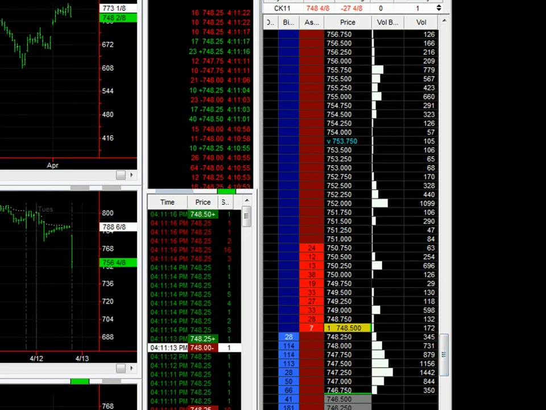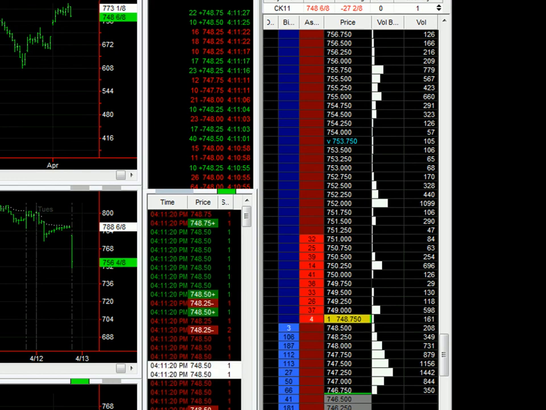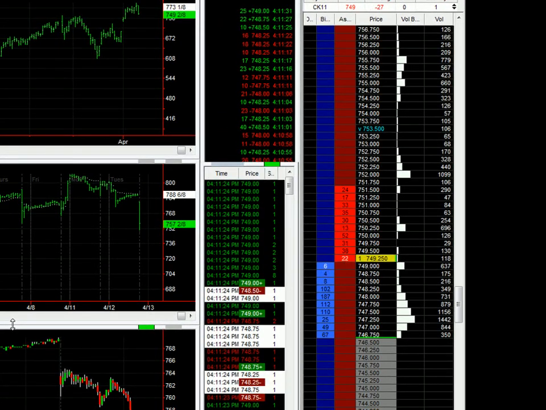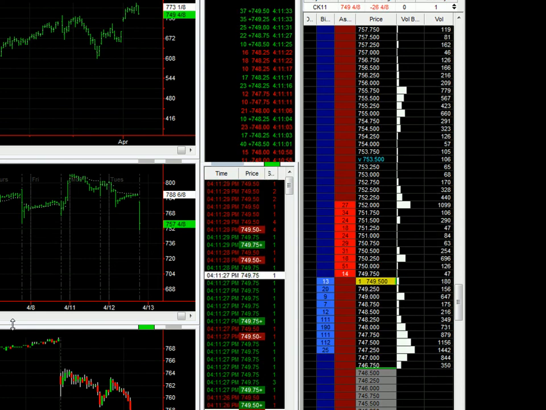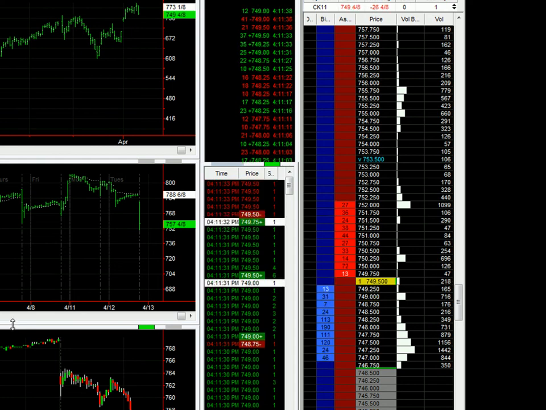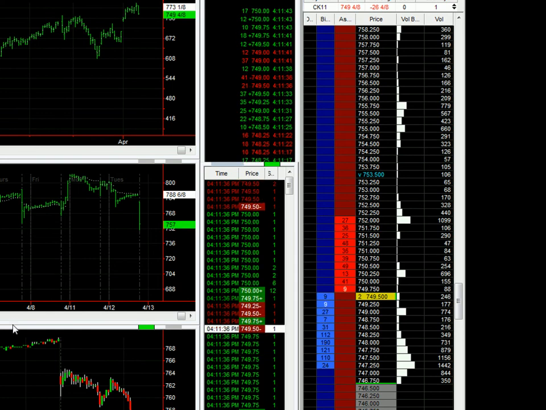So now we know this level's holding. We know we've got the chart in front of us. We can see where it's come from. And so now we're looking for some sort of clue. We've got a little iceberg there at 749. He's broken. We'll see if he comes back on. He's lifting his test liquidity. He's back on again. You notice that little bit of an algorithm. You get quite a lot of algorithms in the grains and the commodities markets.